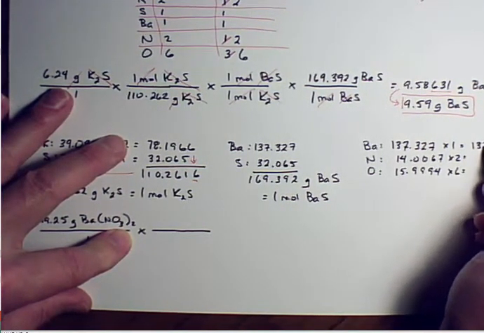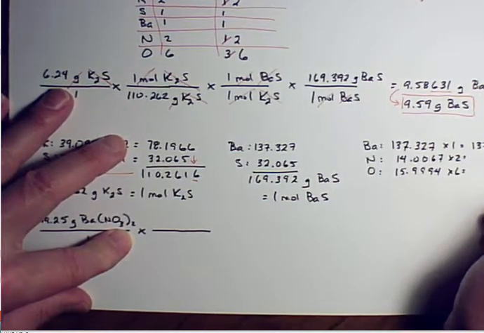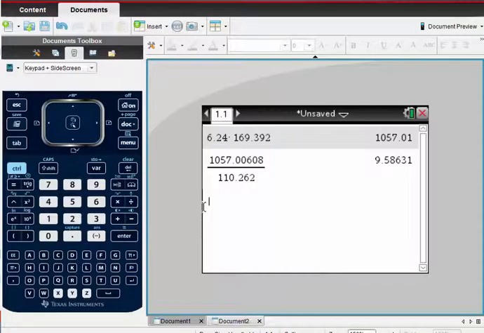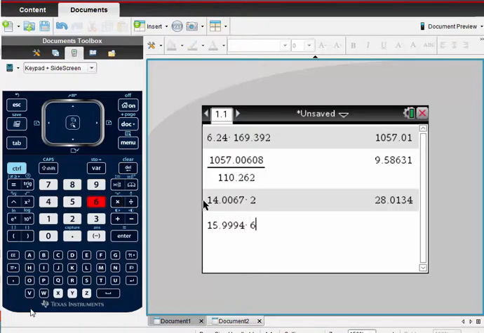So we'll put 137.327 and 14.0067 times 2. 14.0067 times 2 gives me 28.0134. And then 15.9994, whoop, times 6, what?